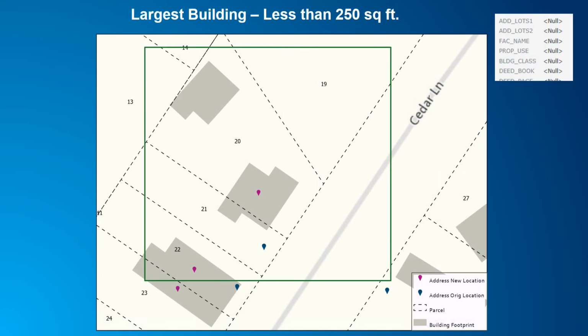So in this example, the intersected building footprint in lot 21 is smaller than 250, and majority of the building footprint falls within the adjacent parcels. In this case, if there were no other address points in the adjacent parcels, the largest building footprint within both the parcels was used and flagged as largest building footprint was less than 250 for further review.